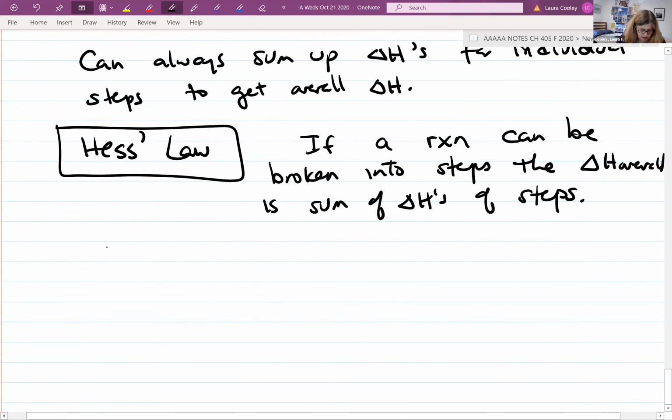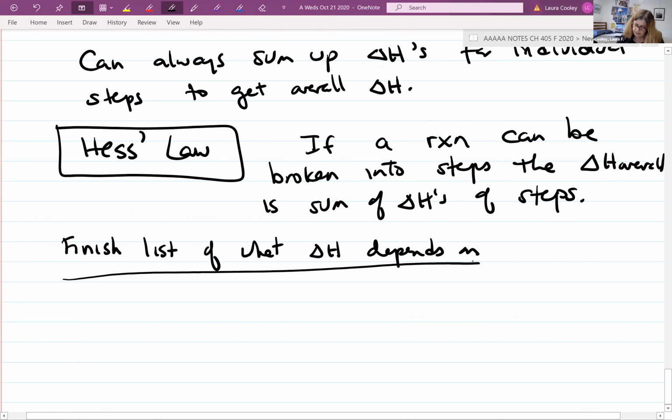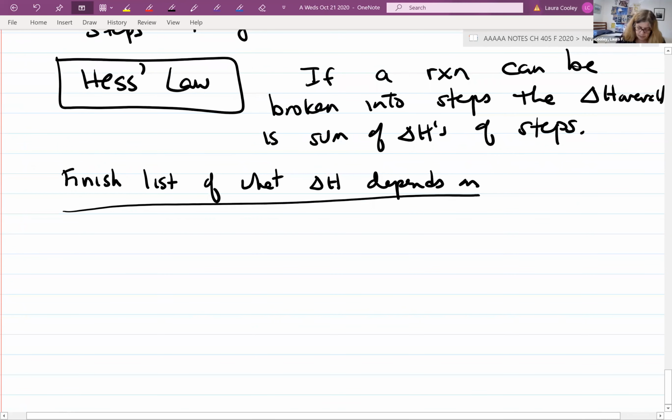But I first want to finish the list of what delta H depends on. All right, so I'm going to finish that. I have number 4, and that is conditions. For example, pressure, temperature, things like that. So why is it that a delta H would depend on conditions?